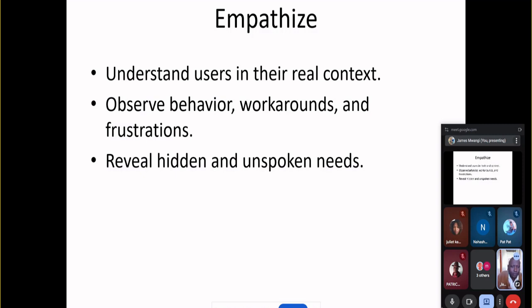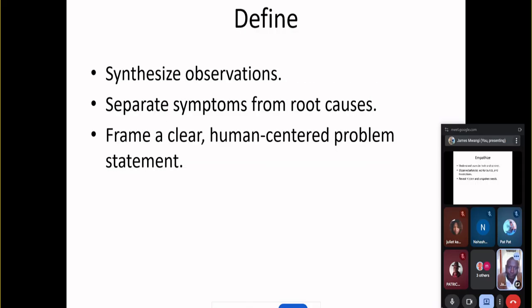They may express frustrations, but they don't actually understand what they actually need. So you are even going much deeper sometimes. Then the next stage in design thinking is to define. To define is you synthesize your observation. You synthesize, you separate the symptoms from root causes.